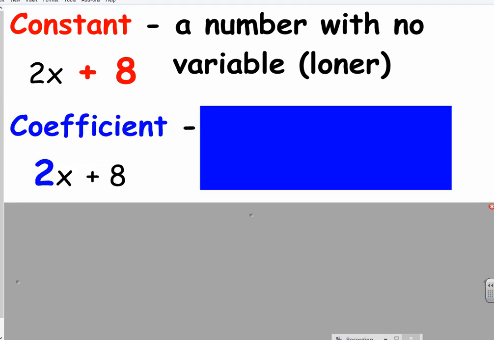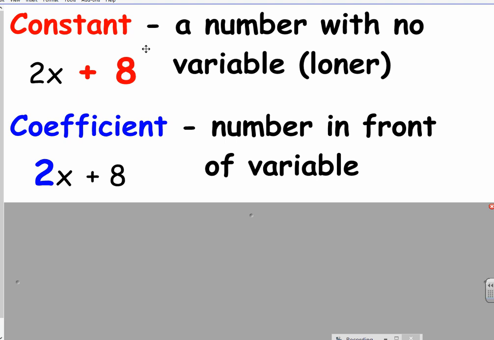Next is coefficient. In this example, 2 is the coefficient, because a coefficient is the number in front of the variable. So 8 is our constant with no variable, and 2 is our coefficient because it's the number in front of the variable.